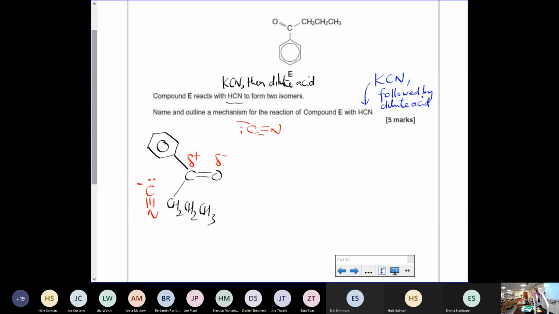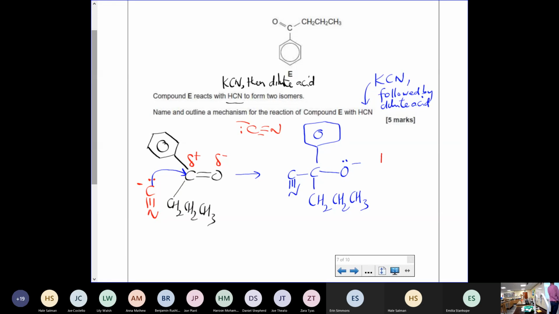So we'll draw a curly arrow. It's really important where you draw curly arrows. They need to start somewhere specific and finish somewhere specific. In this case, we start at the lone pair on the carbon, and we finish on the delta plus carbon of the carbonyl. That will give us an intermediate, which will have an O minus, with the benzene ring, propyl group, and the cyanide, which I'm drawing like that. It's actually straight, so I've drawn it like that to avoid drawing NC backwards. That's an intermediate.